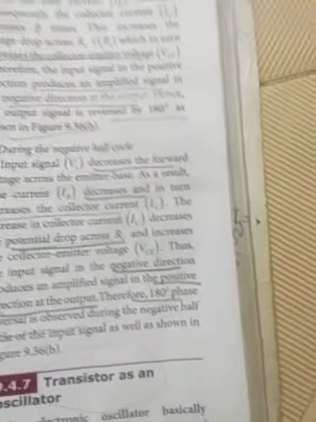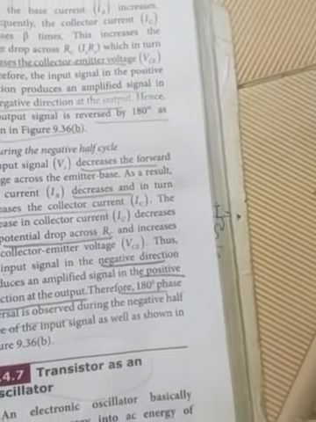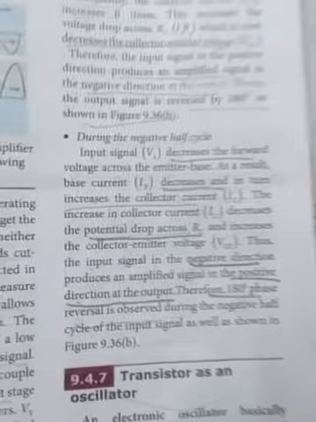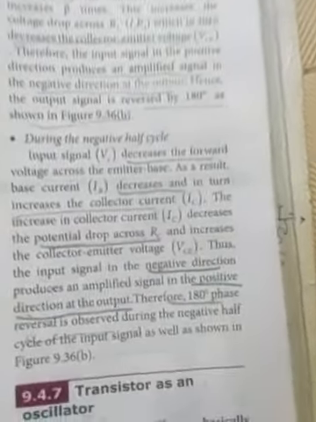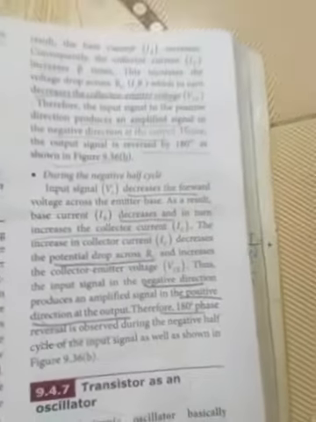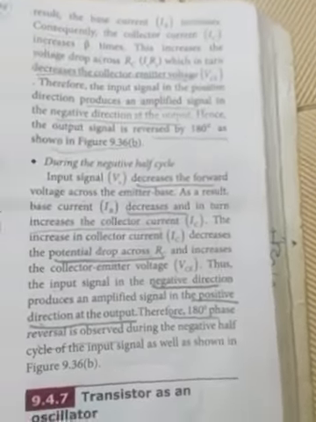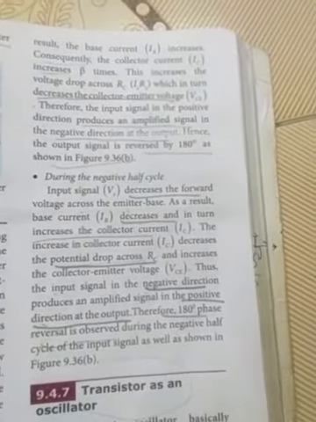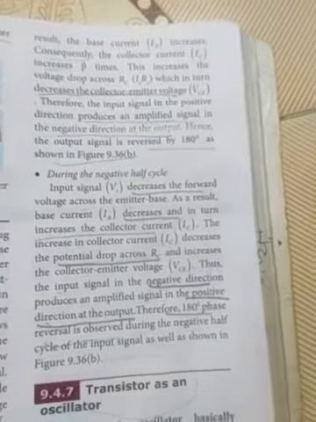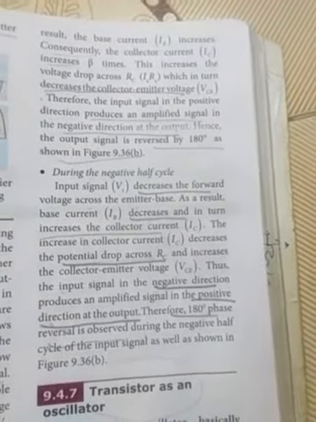The input signal you are giving is low, which means the output signal we get is high. So when the input signal is in the negative half cycle, the output is positive. This 180 degree phase reversal is observed during the negative half cycle of the input signal as well.